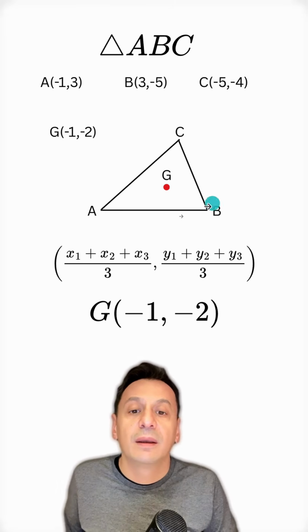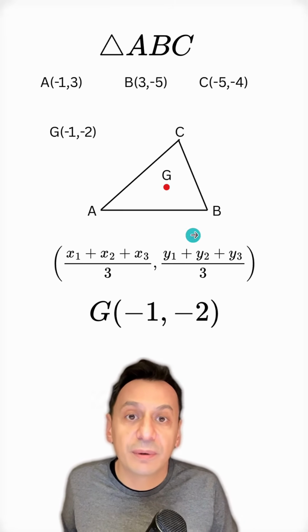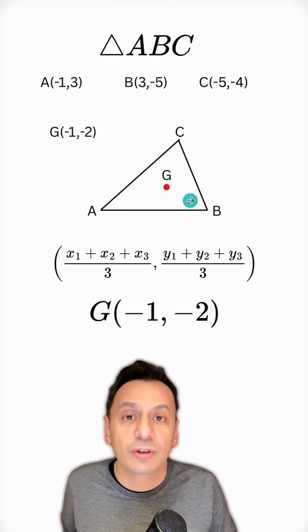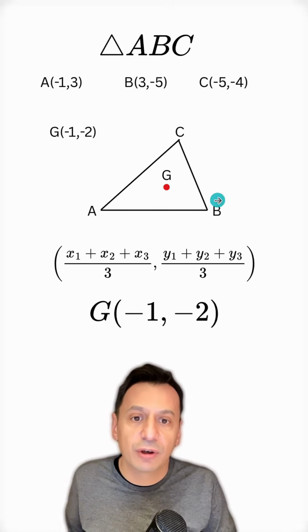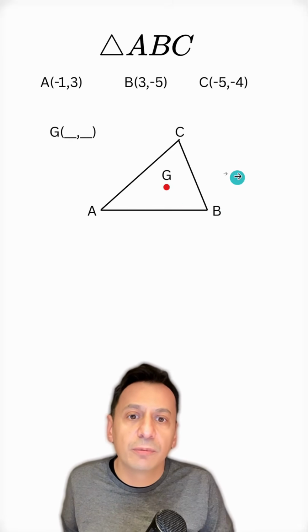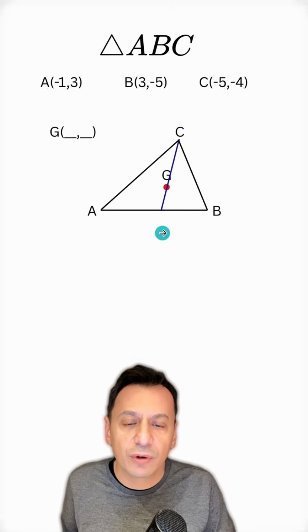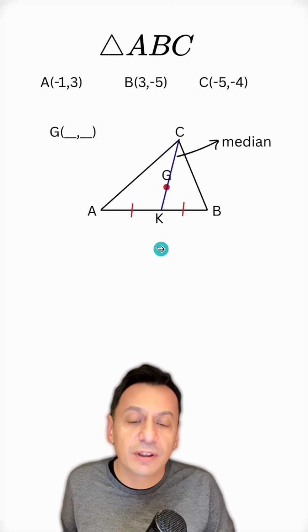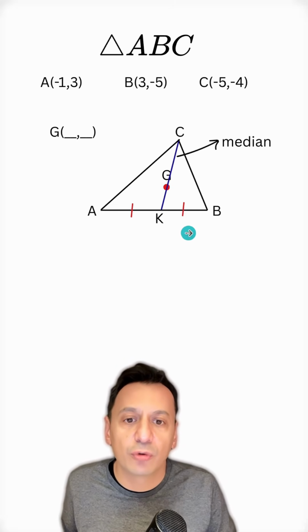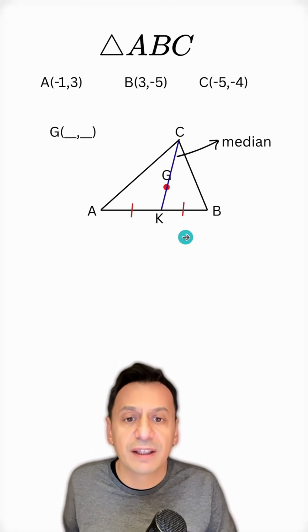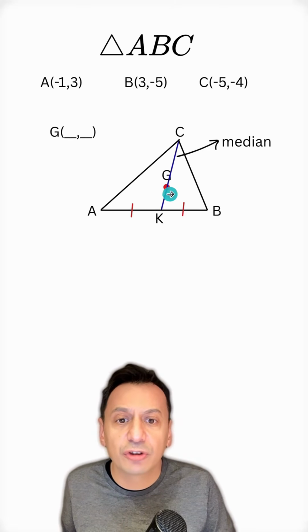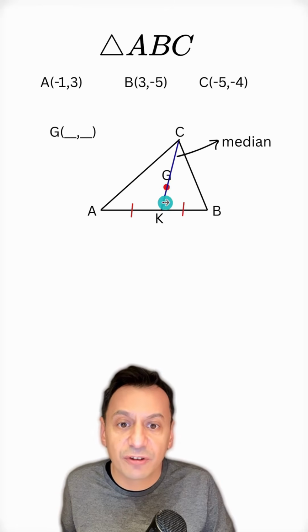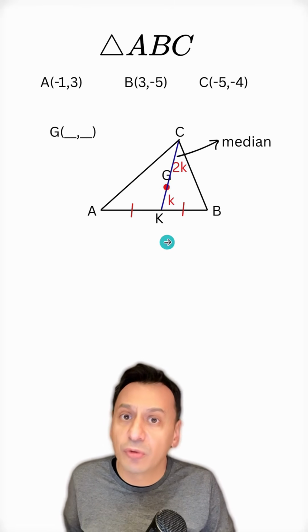I'm writing it here. If you know how to divide a line segment in a certain ratio, you can also find the coordinates of the centroid. Let's solve this question that way as well. Now, first, I'm drawing a median from point C to the base. The median here will divide the base into two equal parts. At the same time, it has the following property. The point G here, which is the centroid, divides this median in a ratio of 2 to 1.